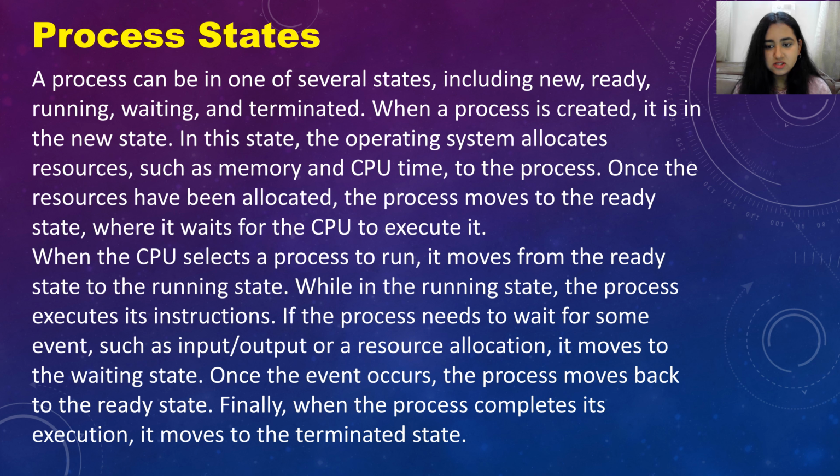While in the running state, the process executes its instructions. If the process needs to wait for some event such as input, output, or a resource allocation, it moves to the waiting state. Once the event occurs, the process moves back to the ready state. Finally, when the process completes its execution, it moves to the terminated state.